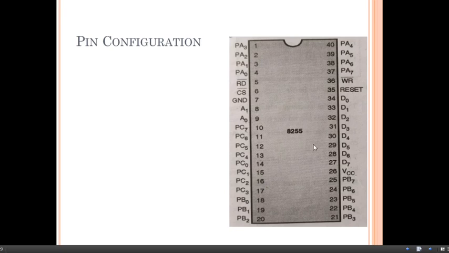Now the pin configuration. Total 40 pins are present in 8255. Now we'll see the details of pins.